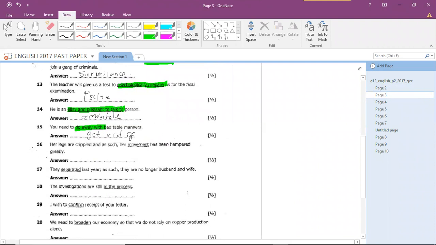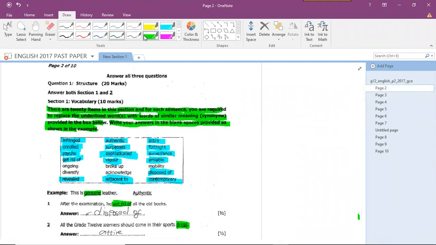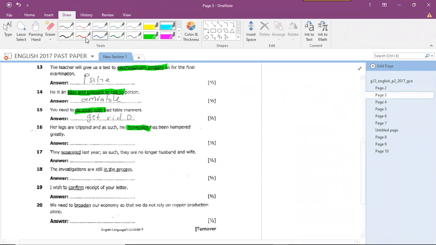Her legs are crippled, and as such, her movement has been hampered. So a word that's close to mobility is there, or that's close to movement. I saw the word mobility. Look at me getting all excited. I saw mobility in the table because now it's easy to figure out the words. So our answer is mobility. So mobility is ticked off, and we answer it there as mobility.